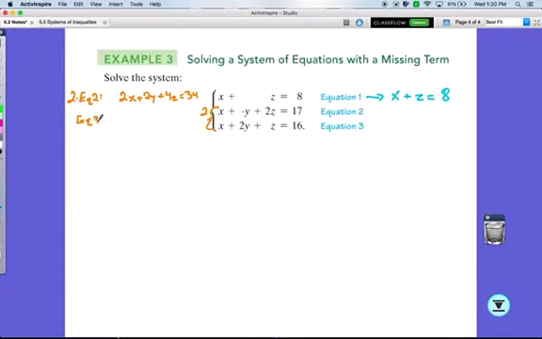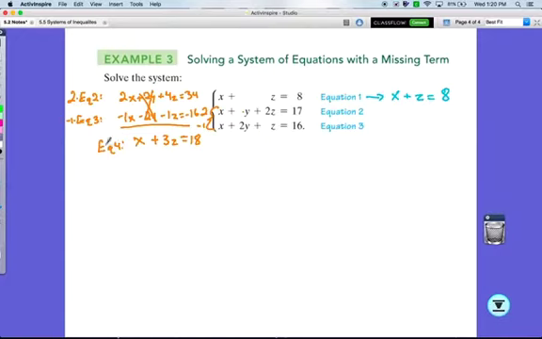Oh, I need one of them to be negative, don't I? So let's go ahead and multiply by -1. So -1 times equation 3. So -1x minus 2y minus 1z is equal to -16. 2x minus x, I got 1x. The y's go away. I'm left with plus 3z. And that's 16 there. 34 minus 16 is 18. So equals to 18. I'll call that equation 4.